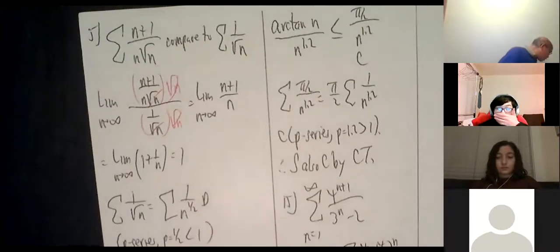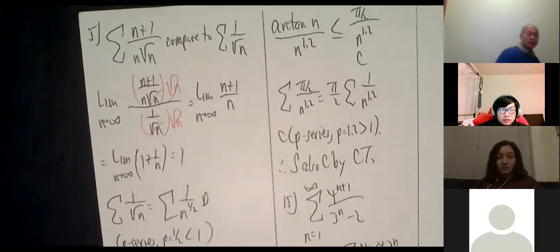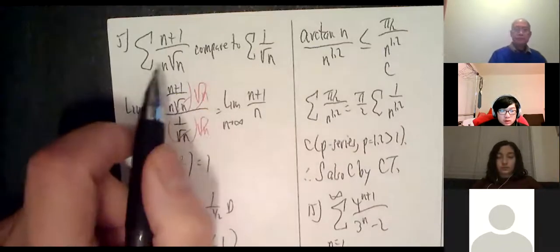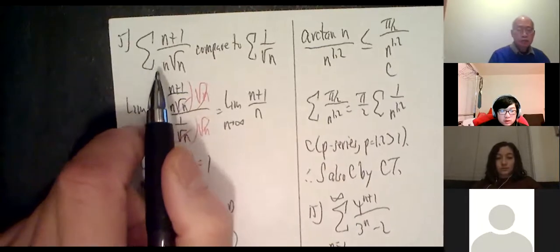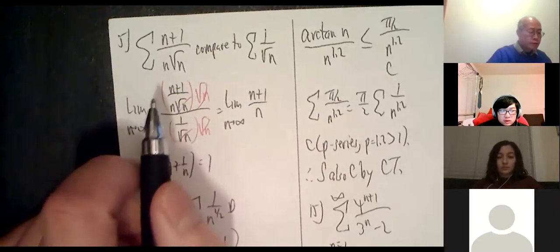All right. And let me show you number 5. And I'm noticing this does match your number 5, I think. Yeah, maybe it does. Okay. Summation n plus 1 over n radical n.